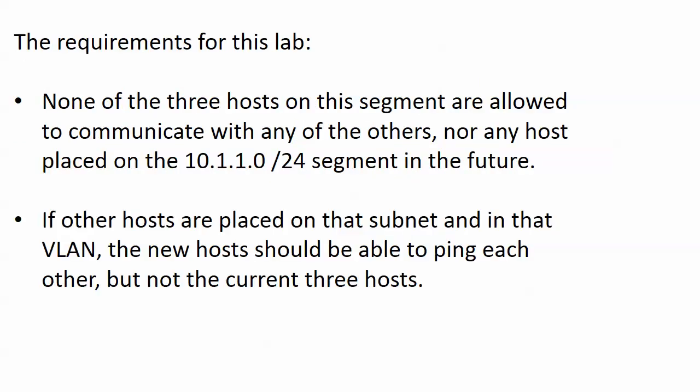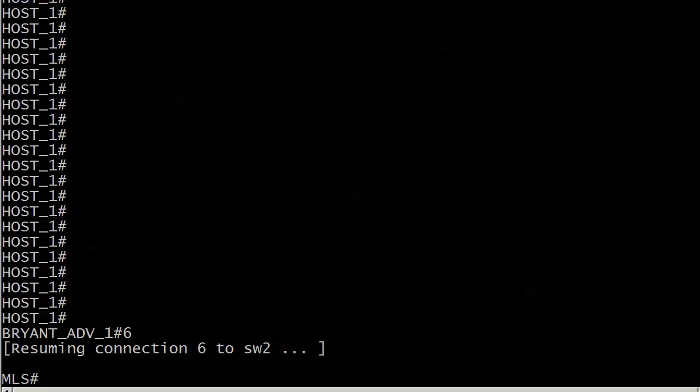Now, here are the requirements for this lab. Nothing fancy. What we're going to do is set it up, have some fun. None of the three hosts on that segment, 10.1.1.1, 2, or 3, are allowed to communicate with any of the others. Nor should they be allowed to communicate with any host put on that overall segment in the future, 10.1.1.0/24. Got to keep that in mind when we're writing our ACL. Now, if other hosts are placed on that subnet and in that VLAN, the new hosts should be able to ping each other, but not the current three hosts. Well, let's go ahead and dive in and get started.